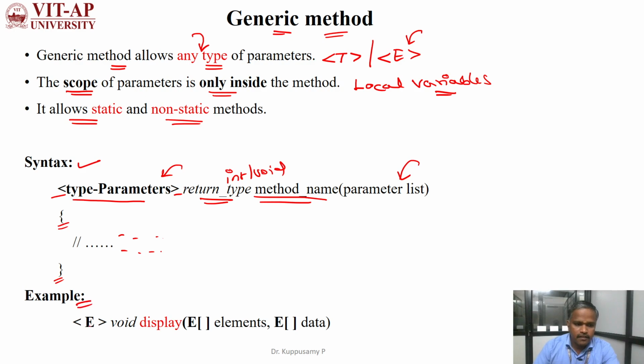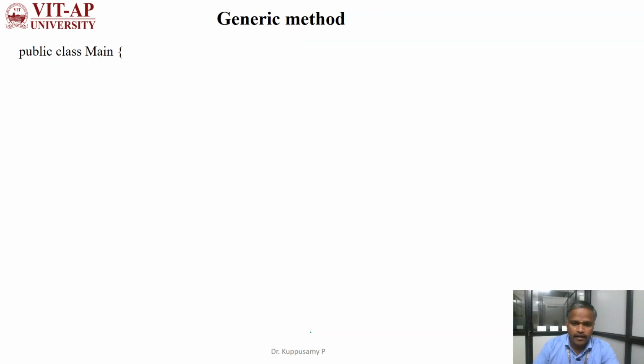Now an example is given. The type parameter E is given inside the angle brackets, then void is the return type, display is the method name, then elements is given as the parameter. Element is the variable, this one is the type parameter, and here also we are using the type parameter, and the variable is used as data.